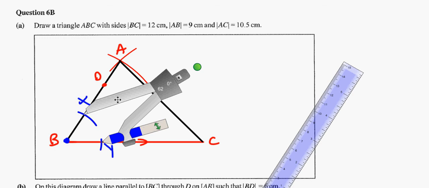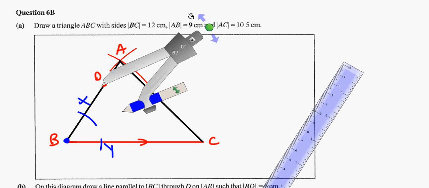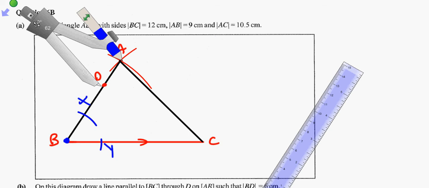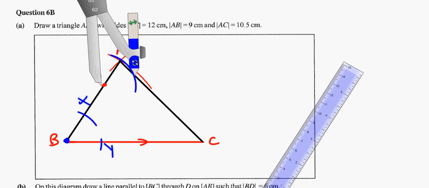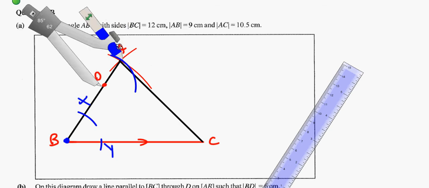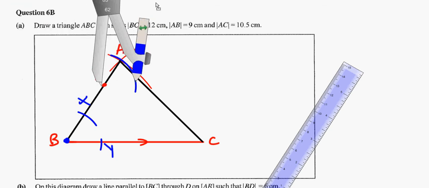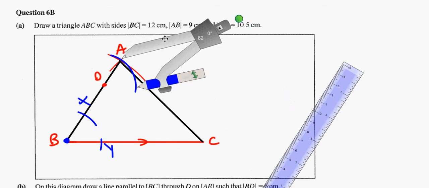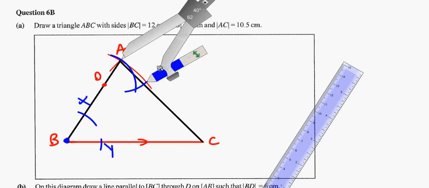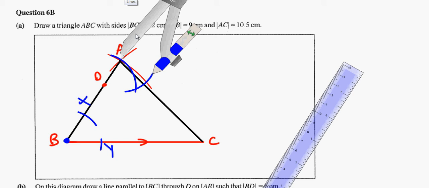So now, once we know the distance of X to Y, we're now going to go up to D and use this as an arc, okay? So what we should get here is we'll get this line here. The first one. Okay, and wherever this cuts the line, we'll move this up here. And then we'll draw our second line, so where it cuts. Okay, and what we should have is a line parallel to BC.